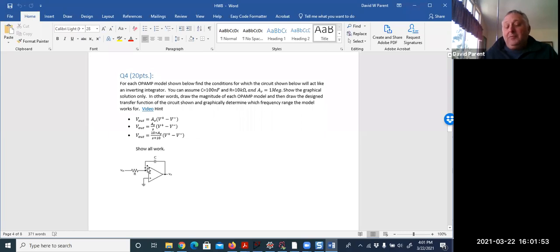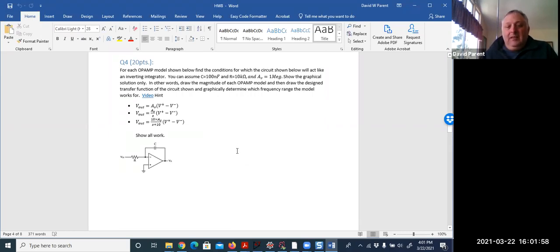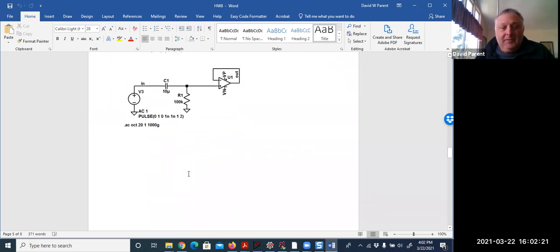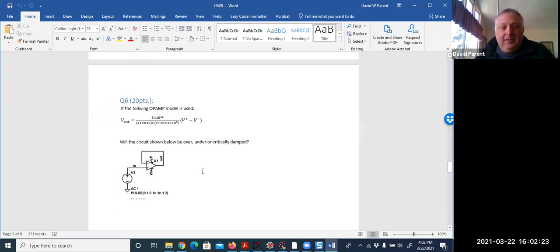While it is possible to do this mathematically, it'll take you too long. And then here is another one: where does it work? The key to this is that this is a non-inverting amplifier with a gain of 1. So where this stops being a gain of 1, this won't act like a low pass filter, a high pass filter.